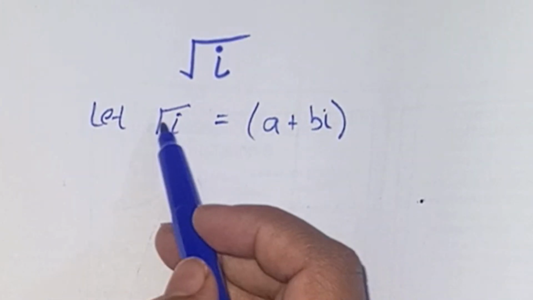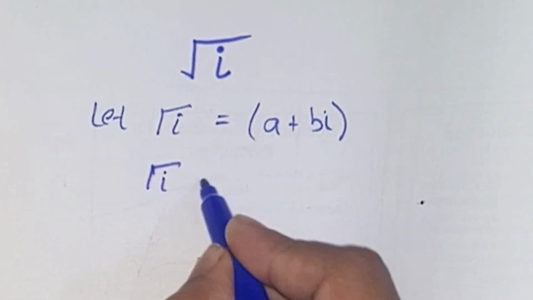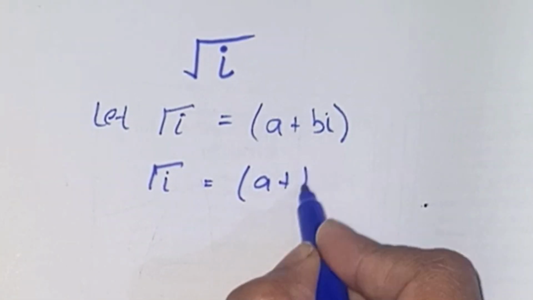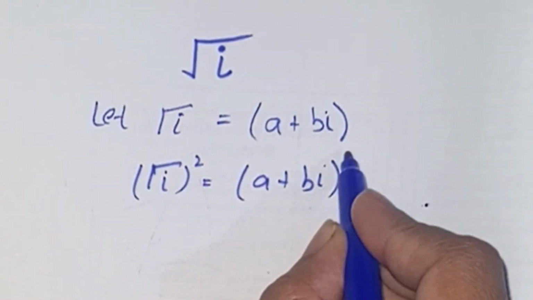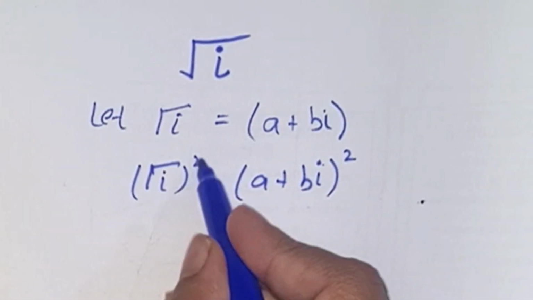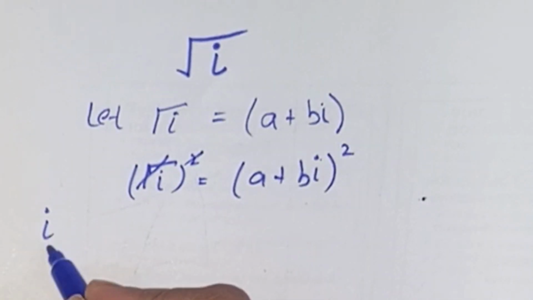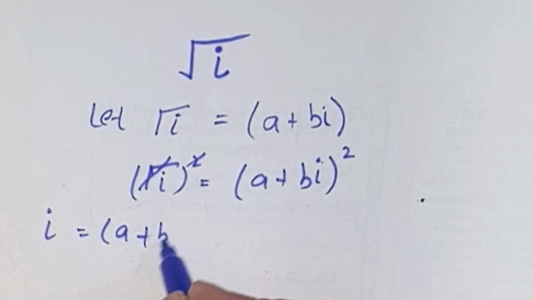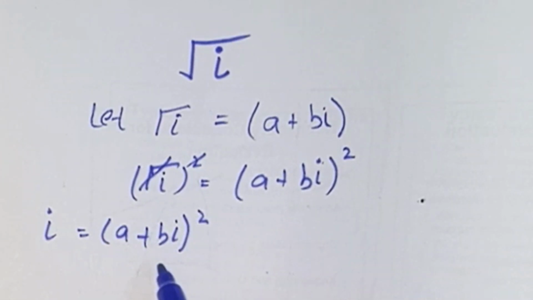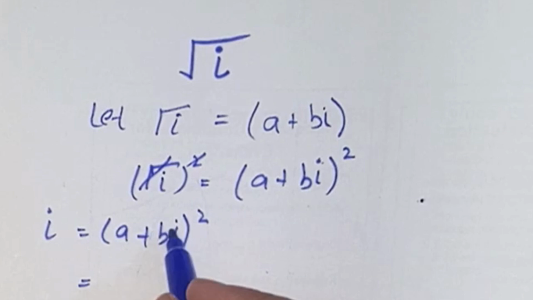Now to remove this square root, we take a square on both sides of this equation. So we take a square on this side and also on this side. So the square and square root will cancel. So this is just iota, which is equal to (a plus b iota) whole square. And in the next step, we expand the right hand side.